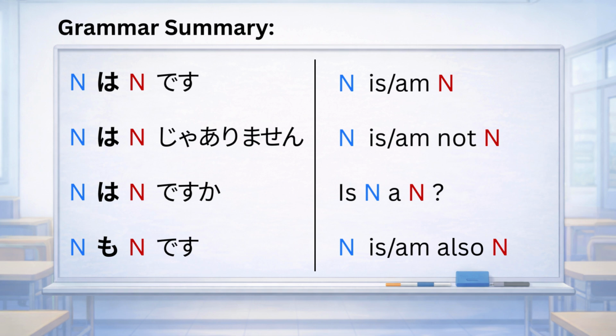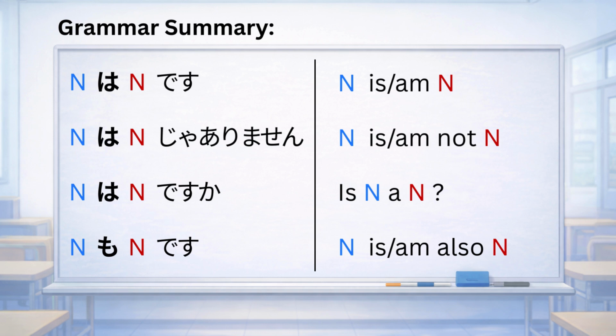Now let us review everything we studied. N wa N desu is used to state information politely. N wa N ja arimasen is used to state negative information politely. N wa N desu ka is used to ask polite yes or no questions. N mo N desu is used to show that the same information applies to someone else.